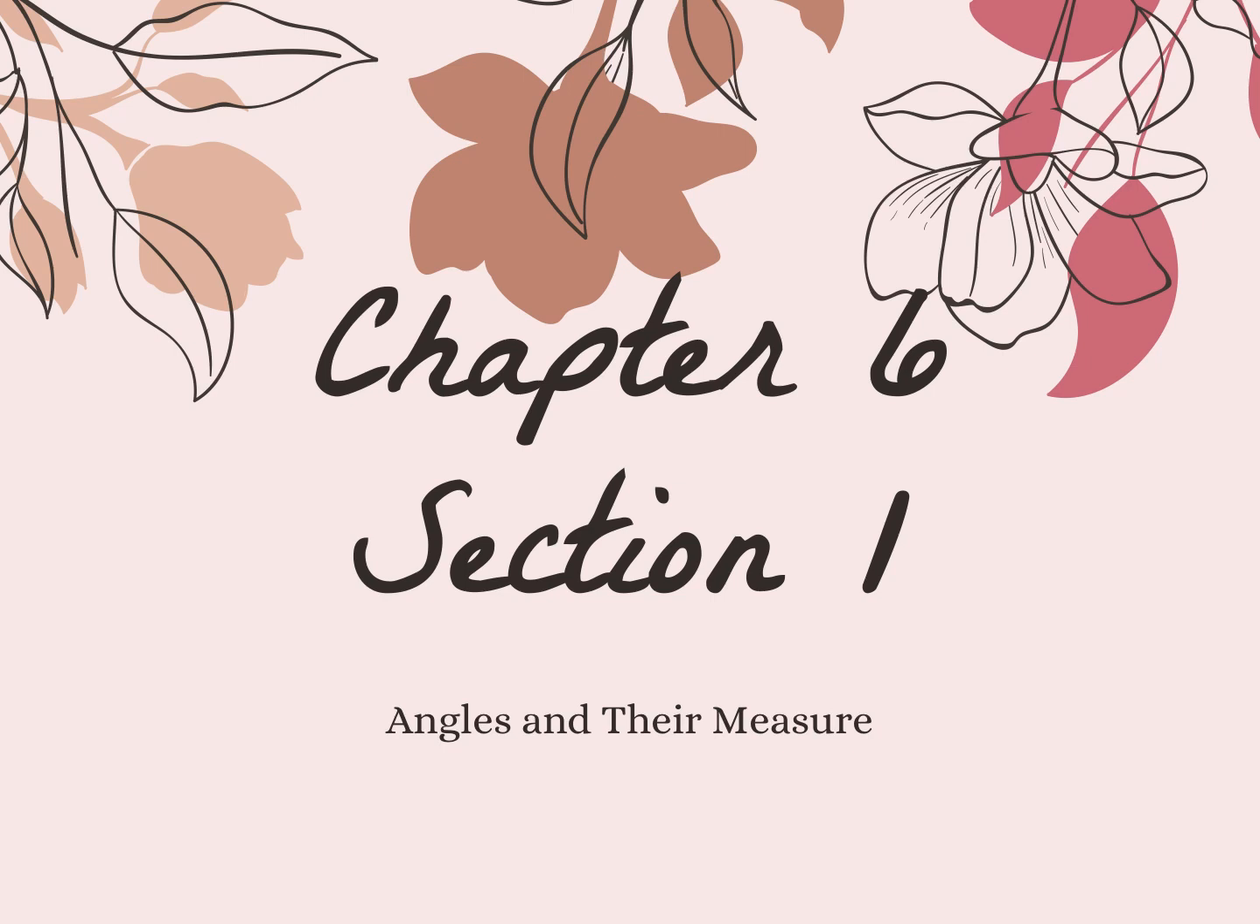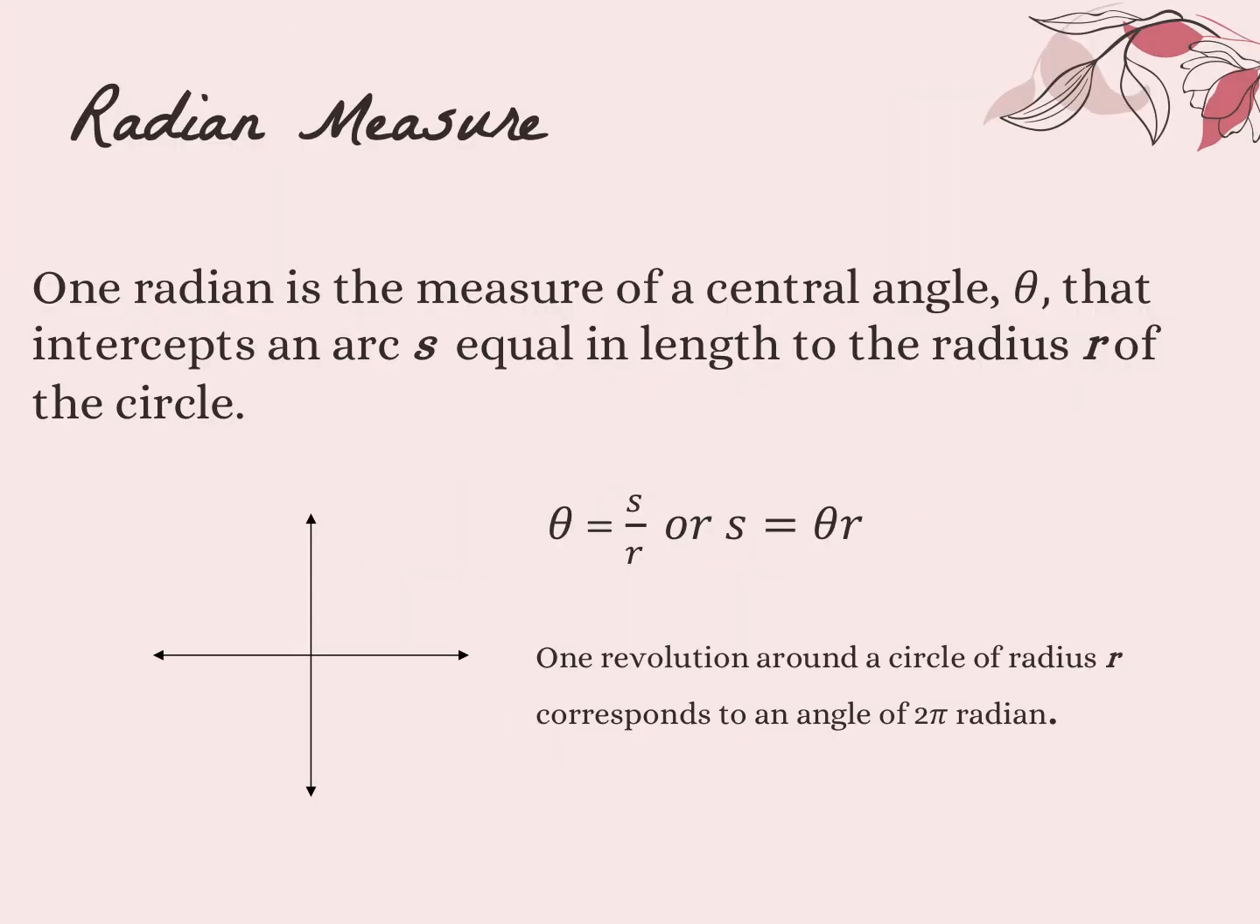So today we're going to cover chapter 6, section 1, and we're going to learn about angles and their measures. What we're going to be doing in chapter 6, from our textbook, is exactly the same thing that we just did from chapter 5 Brown book. But now, instead of measuring our angles in degrees, we are going to be measuring them in radians. So we're going to define what a radian is.